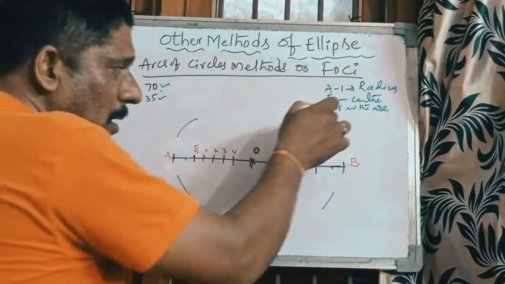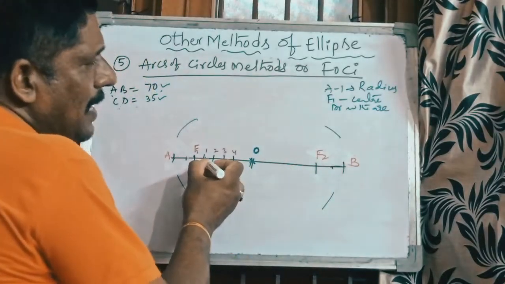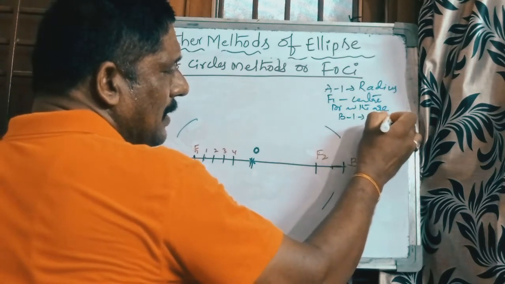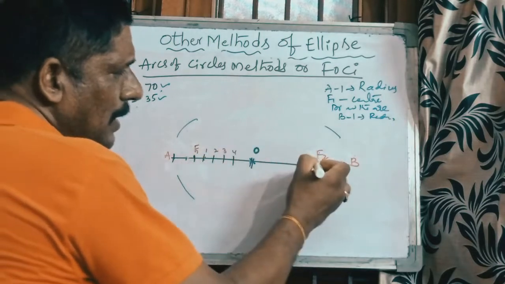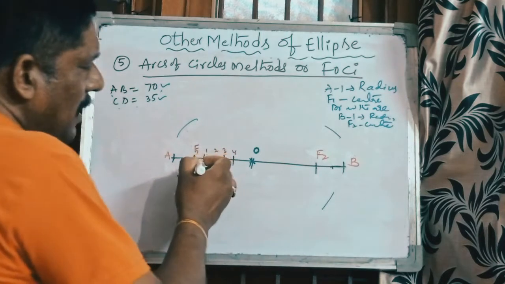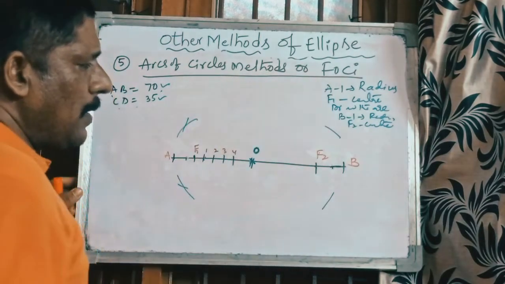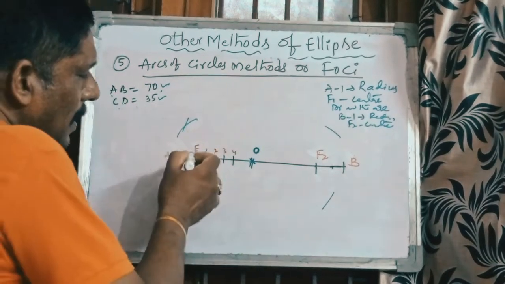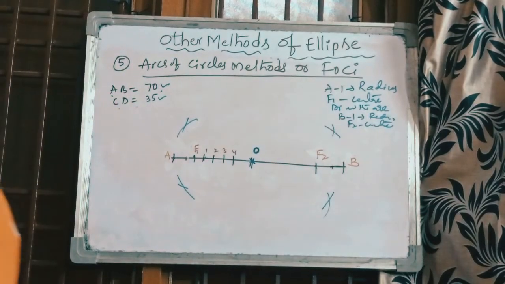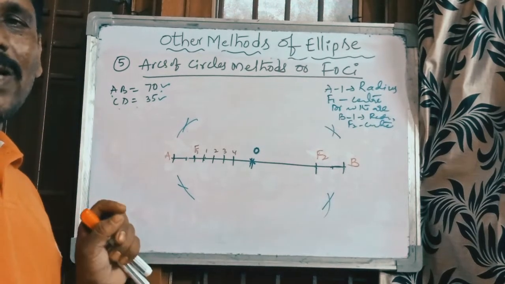And how to cut this arc? For that, B to 1 is the radius. So instead of A, now we are taking B to 1 as the radius. F2 is the center, and cut the arc. F2 is the center and cut this opposite arc. With the same radius, F1 is the center, cut the arc on the opposite side also. So at a time, if you take 1 point, you will get 1, 2, 3, 4 cutting points. 4 points you will get.